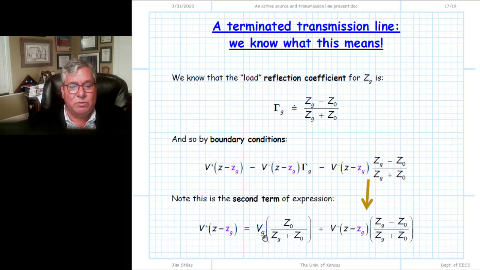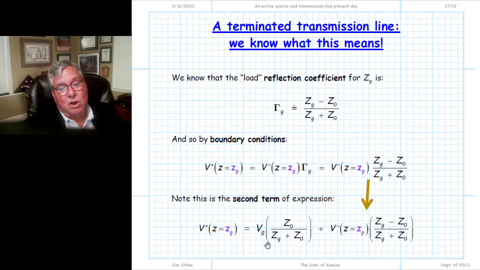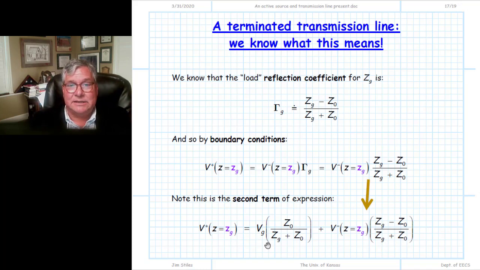And so we see there are two mechanisms that create the plus going wave outward from our source in the direction of increasing z. One term is due to the source itself, and the source itself only, VG and ZG.